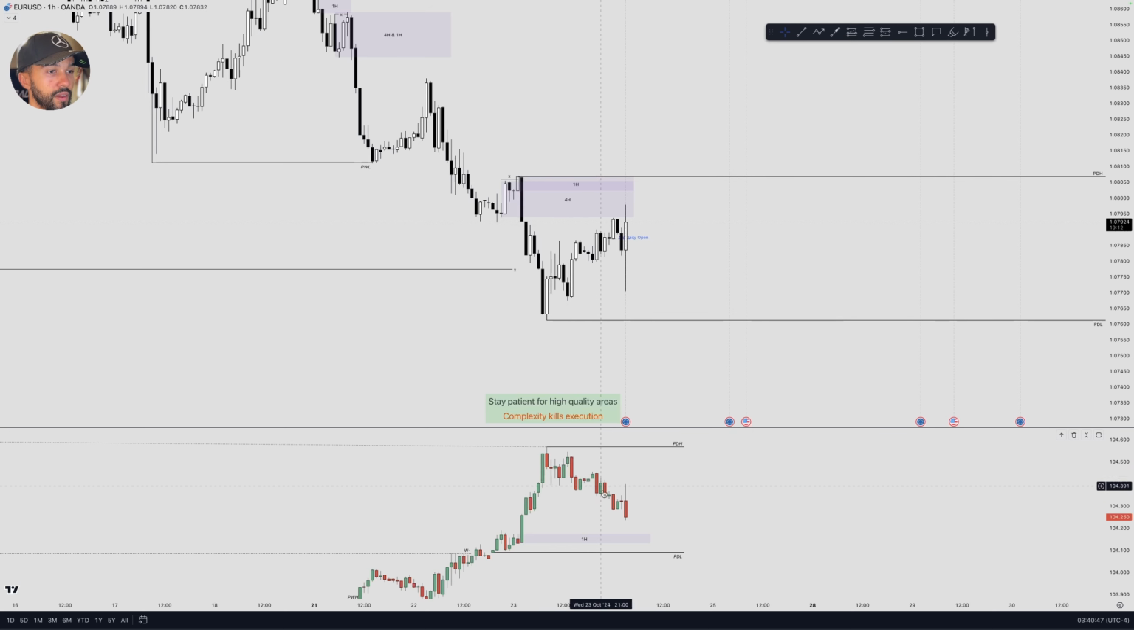DXY is still correctively pulling back towards its 1 hour POI and imbalance, so we'll see if we mitigate that or go any lower. We may respect this area here, and we could even sweep this area here, have some SMC divergence indicating some strength. I don't want to predict what's going to happen, but that's a possible future scenario, so we'll see.